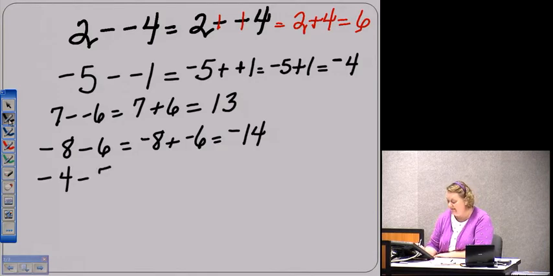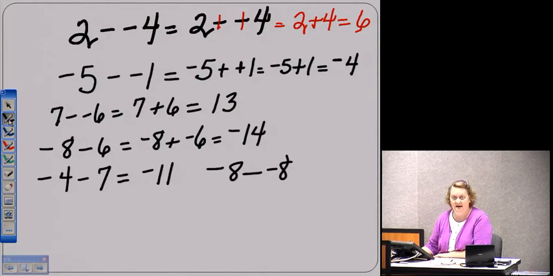-4 subtract 7. The signs are the same. I add and keep the sign. -8 minus a -8. This one's got those double signs with each other, so I have to change these. -8 plus 8. The signs are different, so I subtract. 8 minus 8 is 0. Remember, 0 doesn't have to have a sign. It's neutral.